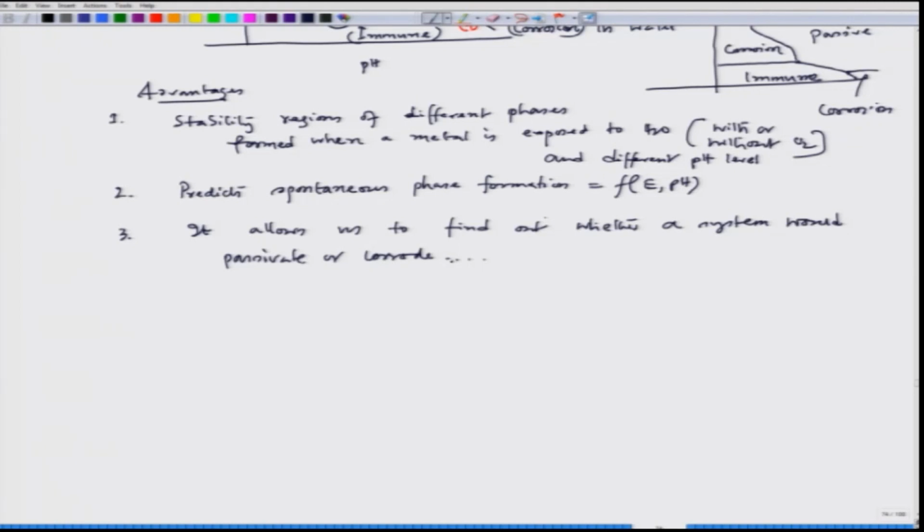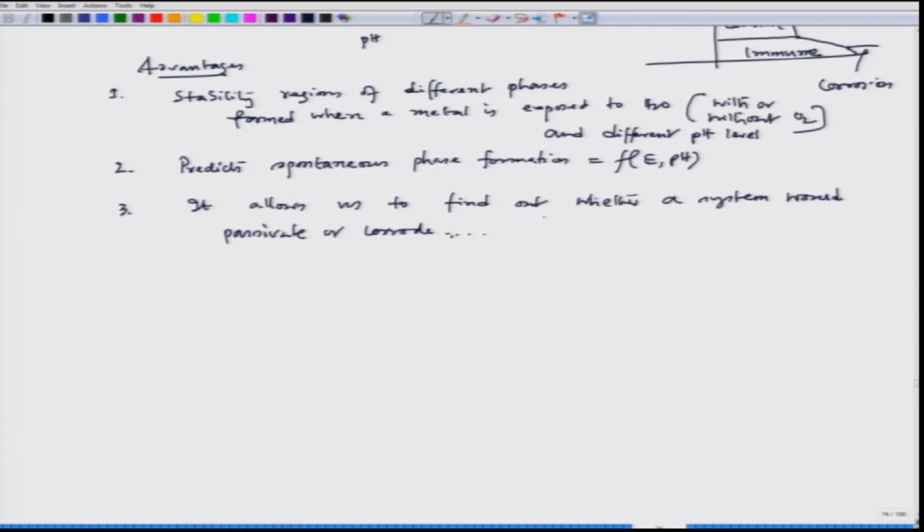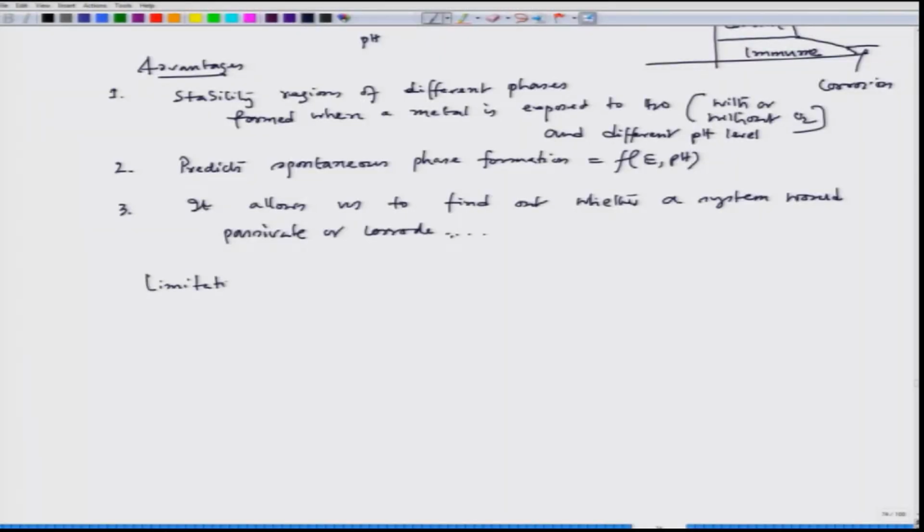Now, these are some of the advantages, the information that we get, but there are many things that we do not get from the Pourbaix diagram. Now, what are the limitations? If I try to see the limitations, the first limitation is that this is definitely a thermodynamic plot. So, you need to have only chemical potential. Whenever a thermodynamic plot is given, it cannot give you any information about the rate of reaction.